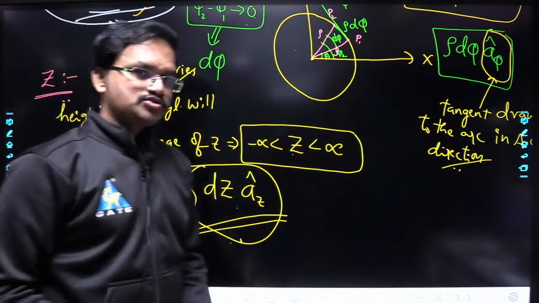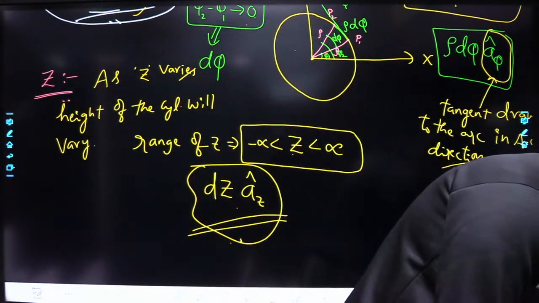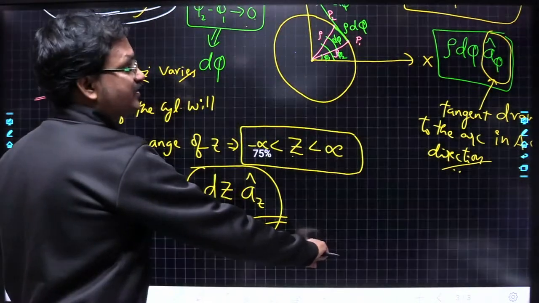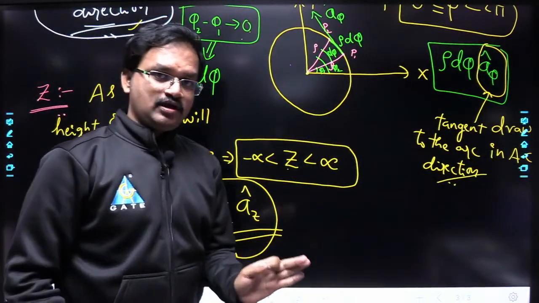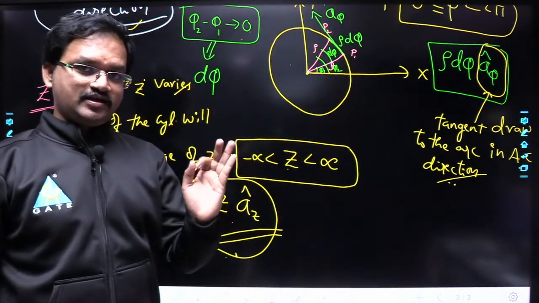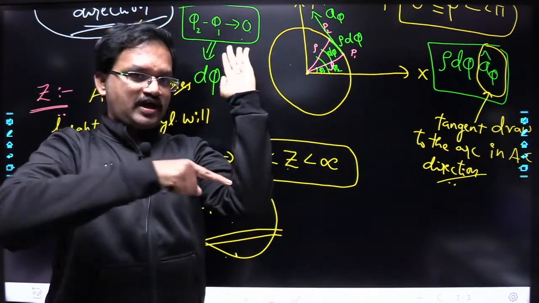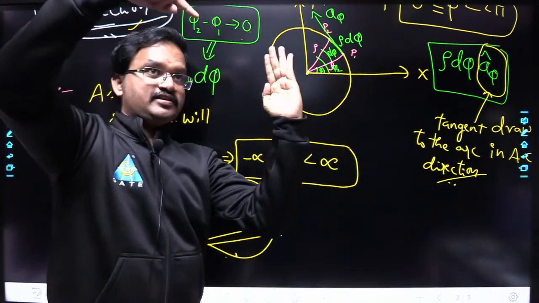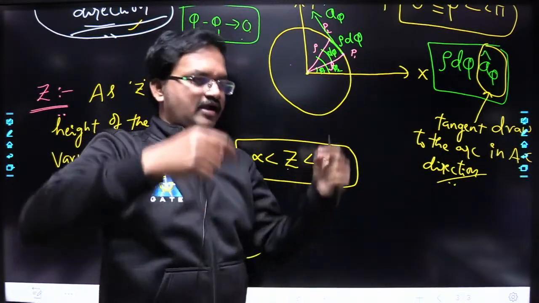It is as simple as that. Now we have understood what rho, phi, and z are. So this is the z axis here. This is rho, the normal distance from the axis. This is phi, and if you move like this, this is z. So rho, phi, and z.